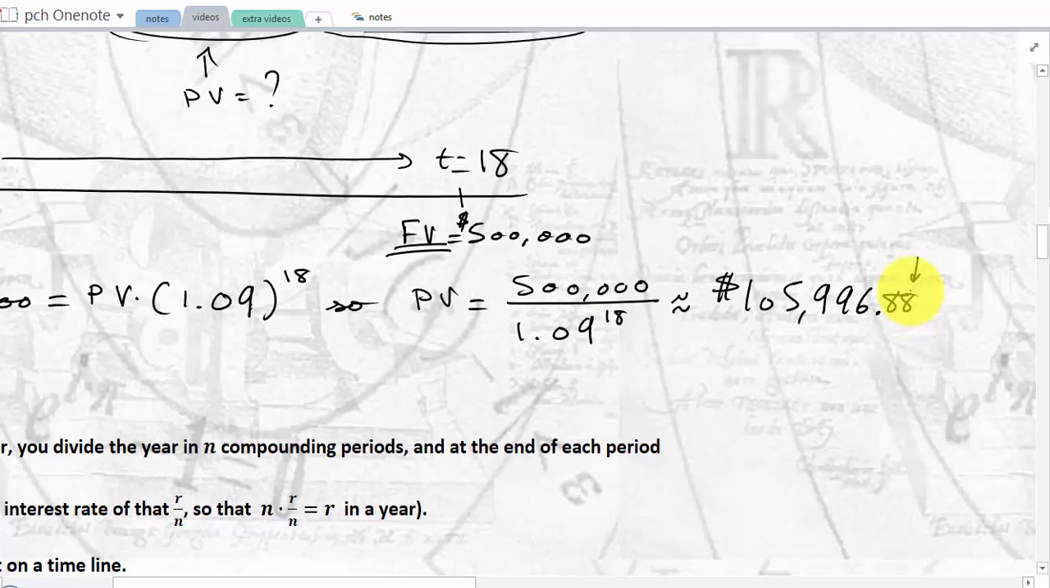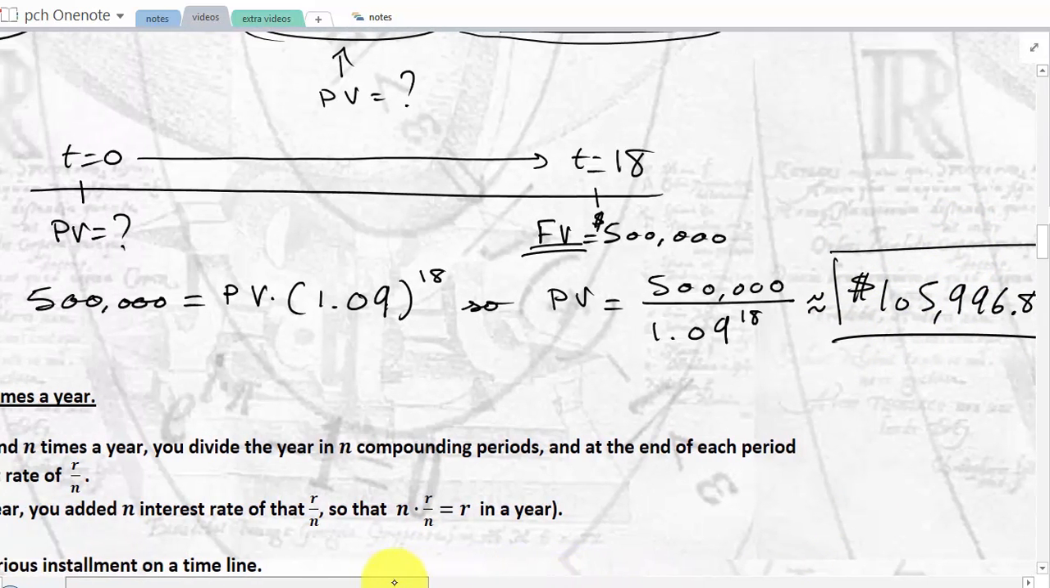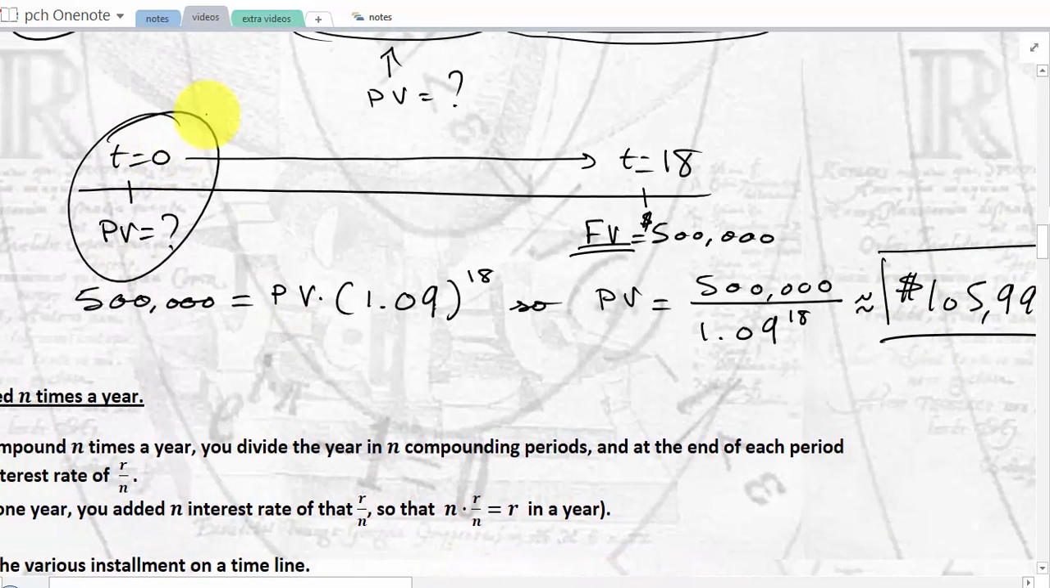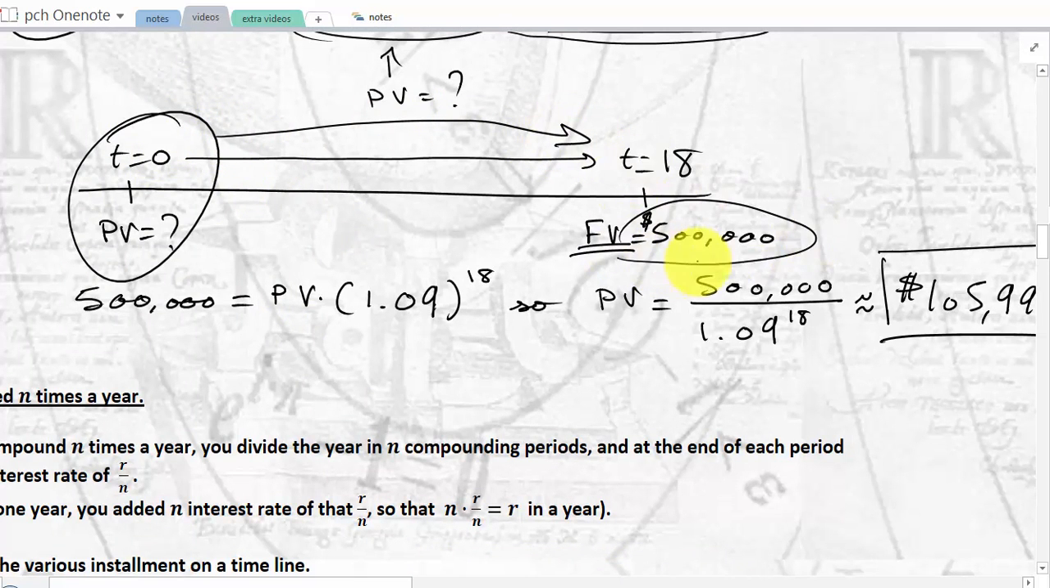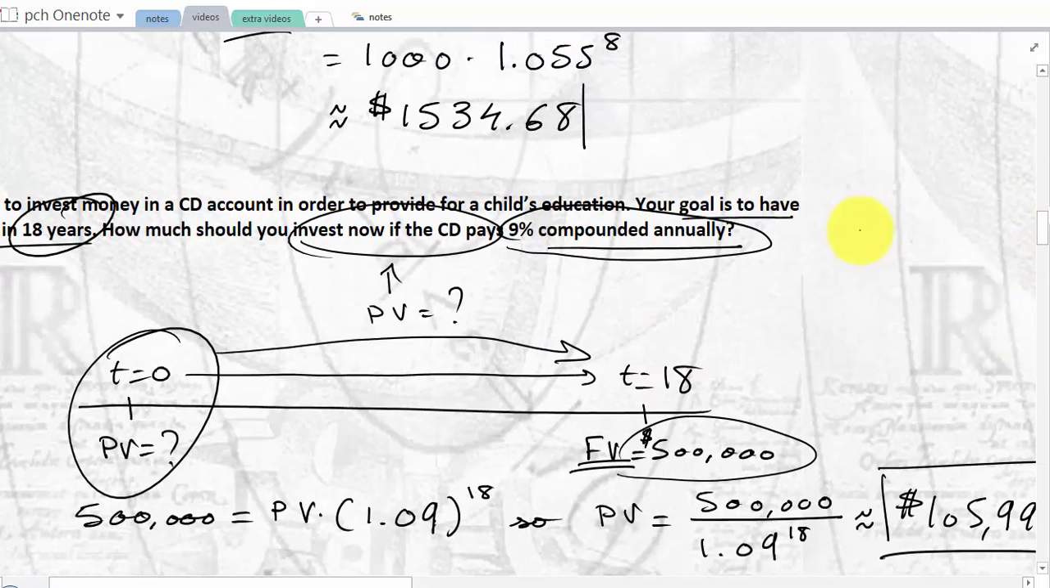So I'm not sure what the number is right here. I did it before, but it doesn't matter. If you write 88 or 87, I'm not sure what it is, okay? Here, that's a present value. If you invest now $105,000, in 18 years from now, you will have 500,000. That is, if you are guaranteed 9% compounded annually, okay?